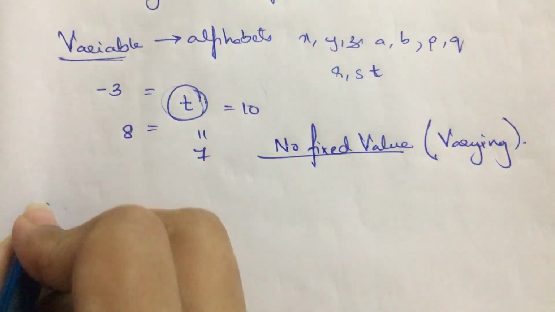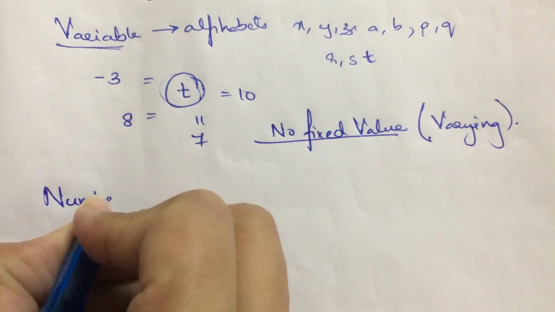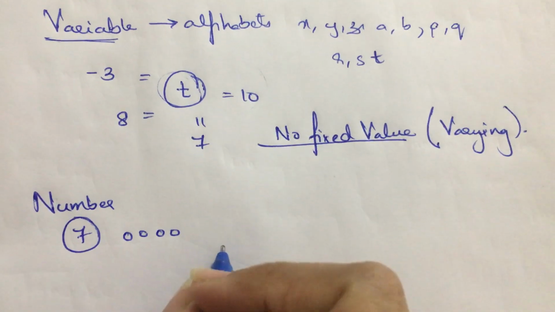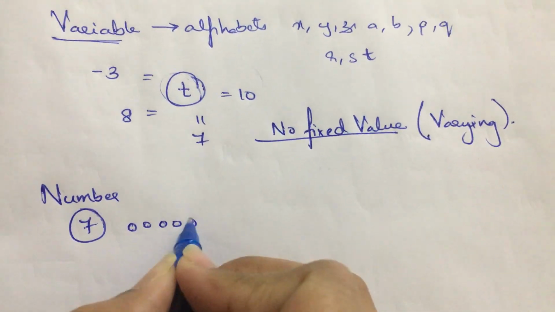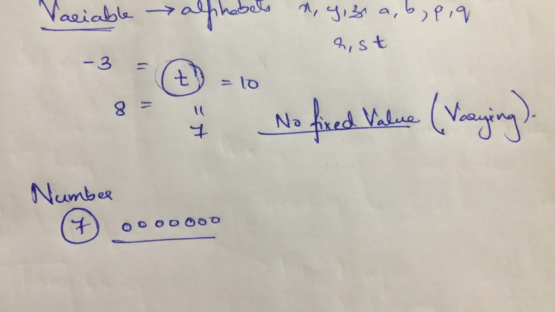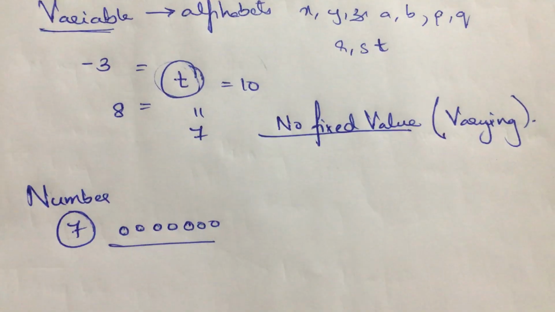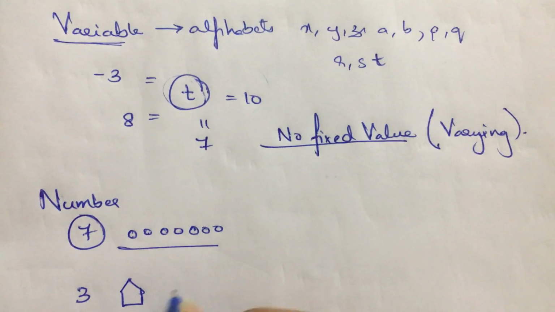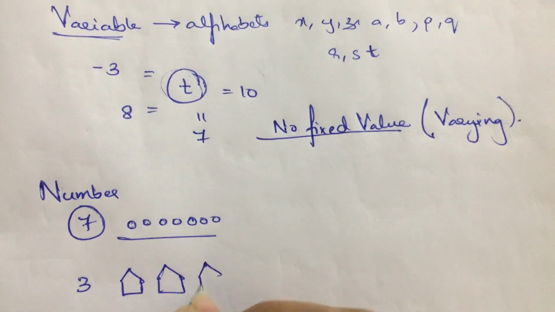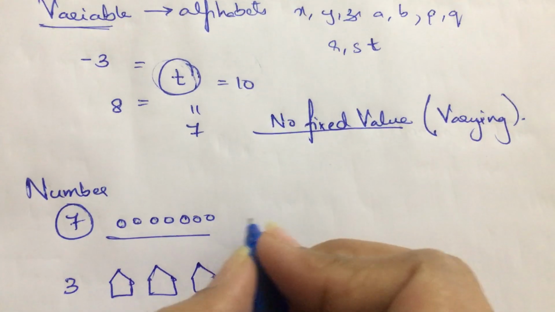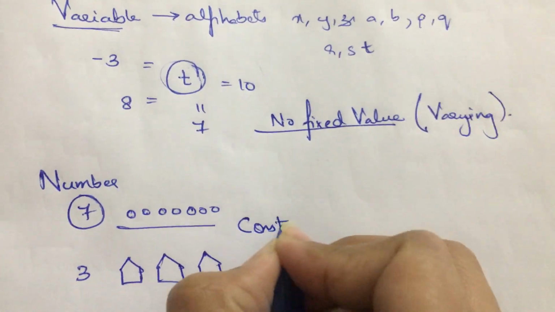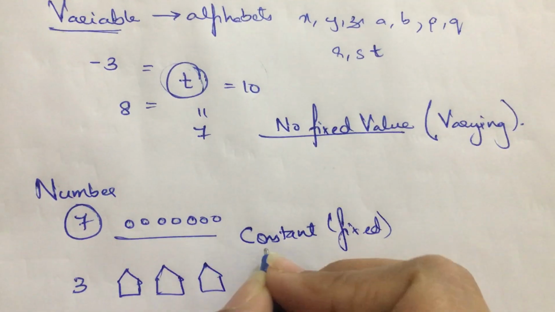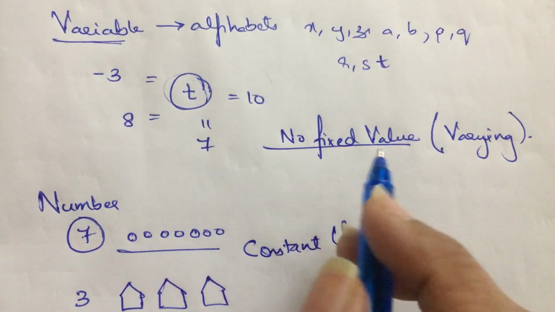Okay, and numbers: if I say 7, everyone is going to draw 7 balls, 1 2 3 4 5 6 7. If I say 3, everyone is going to make 3 houses, isn't it? Because numbers have a constant or fixed value, they are called constants. Alphabets are called variables.